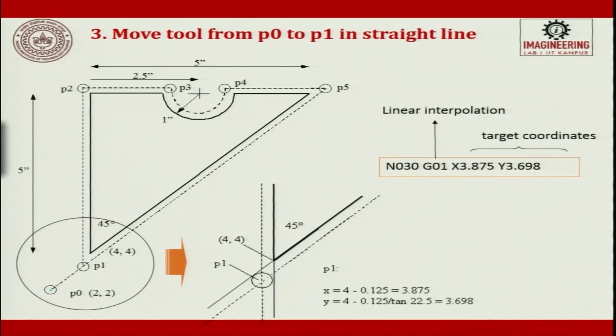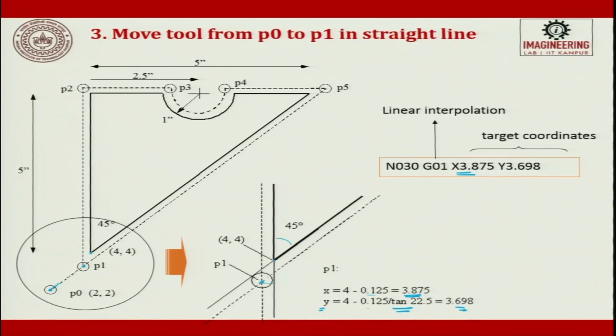Now from here it will go here. This is P1. Here, this point is 4, 4. Now I have to stop here, so I have to find out the point. It is 4 minus 1.25 times the diameter, so 3.85 comes here for X, and for Y it is divided by tan 22.5, which is nothing but 45 divided by 2. So, it is 3.68. This will be my end point.